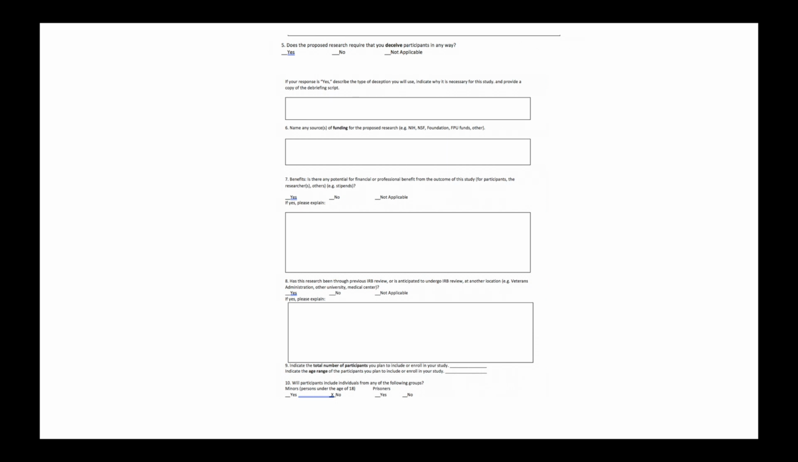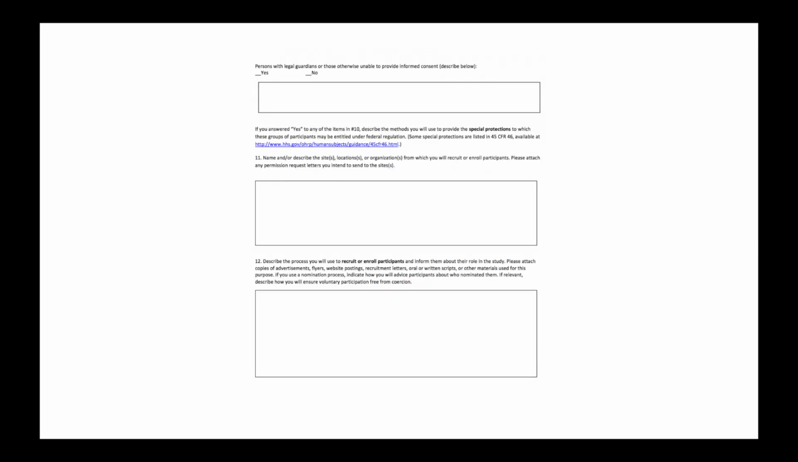The next one is you're going to indicate how many participants you have included in the study, and indicate the age range of the participants you're going to enroll. You will need to do that and base it off the numbers that we're shooting for. Will participants include individuals from any of the following groups? Minors? No. Prisoners? No. Persons with legal guardians or otherwise unable to provide informed consent? No. If you were going to do this, you and I would have already talked. That is not the case for this. Next, if you answered yes to any of the items above, describe the methods you will use to provide special protections. So you won't need to fill this out.